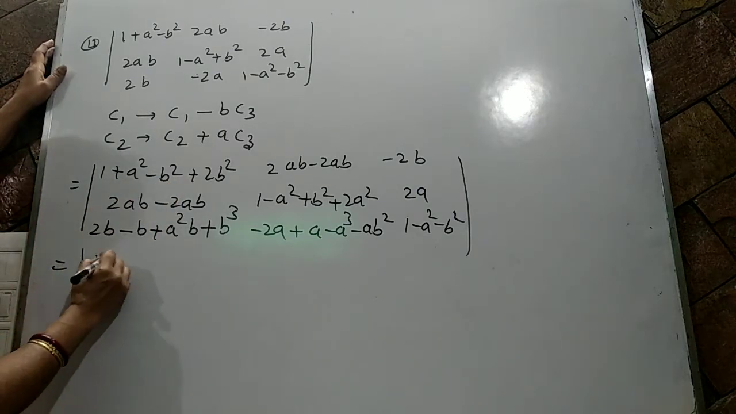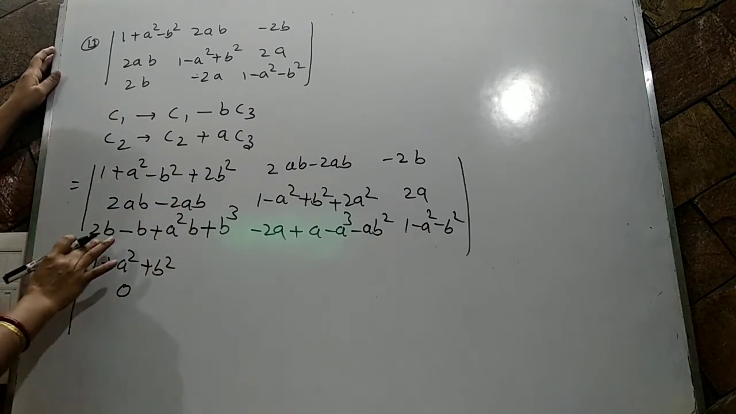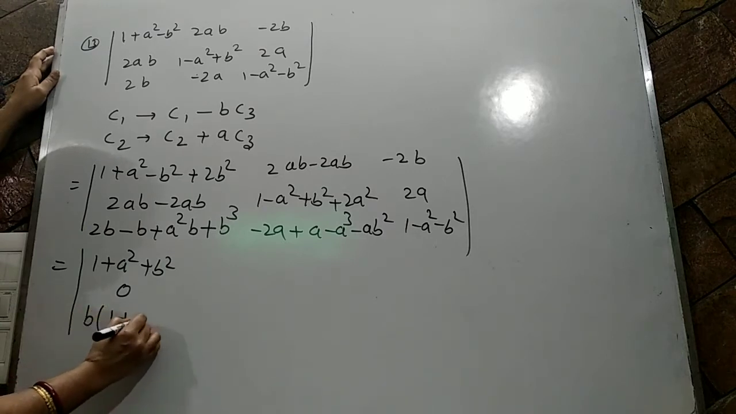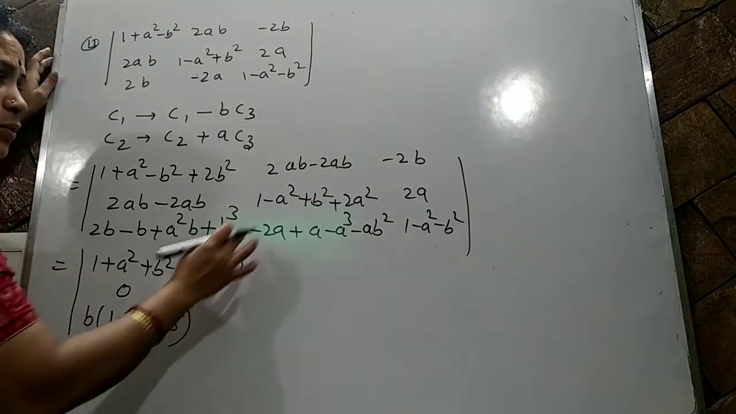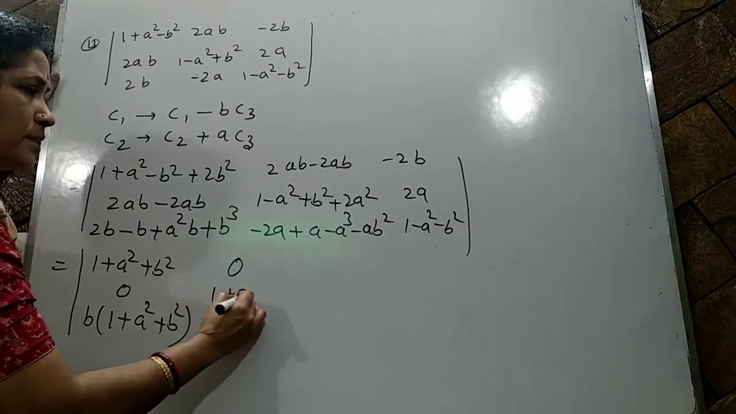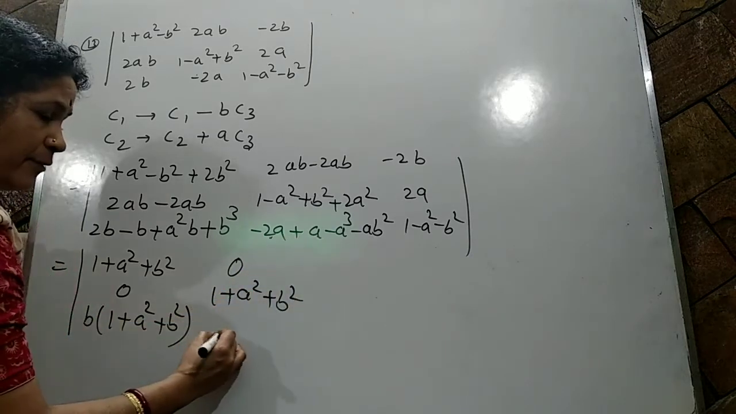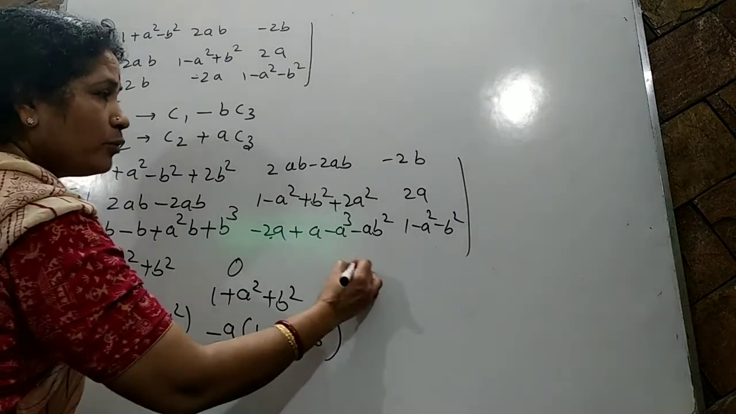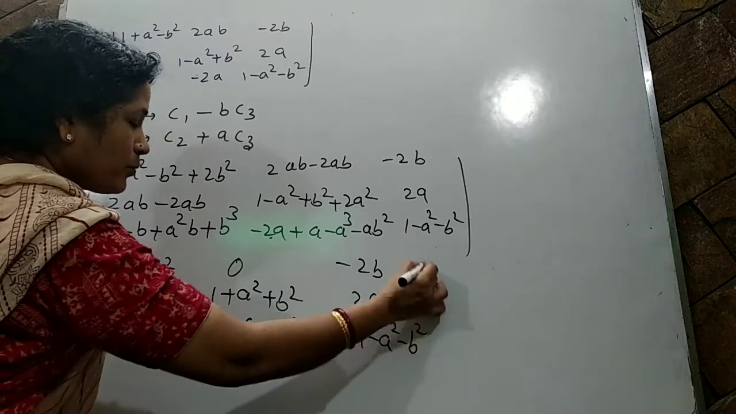Now see here: 1 plus a square plus b square; 2ab minus 2ab, I will get 0. 2b minus b, if I take out b common, I get 1 plus a square plus b square. Here 2ab minus 2ab is 0. 1 minus a square plus 2 gives 1 plus a square plus b square. Now 2a minus 2a, plus a minus a; if I take out minus a common, I get 1 plus a square plus b square. Now the third column is the same, 2a and then 1 minus a square minus b square.